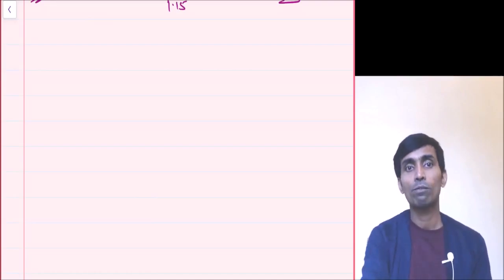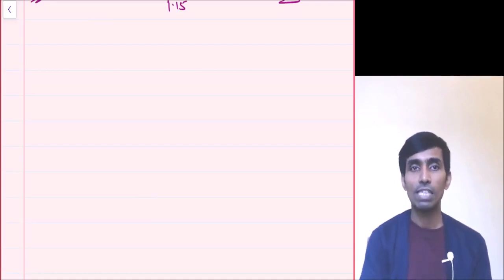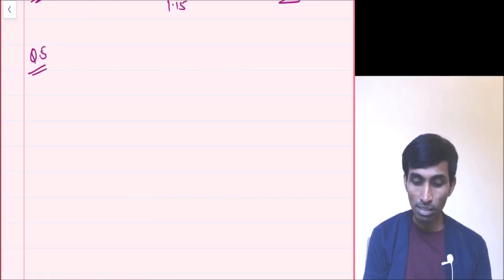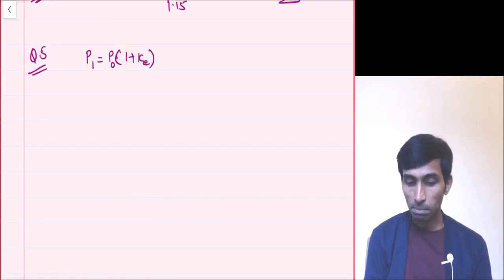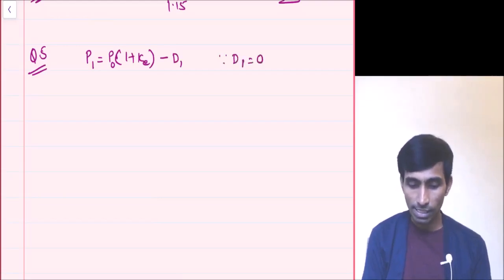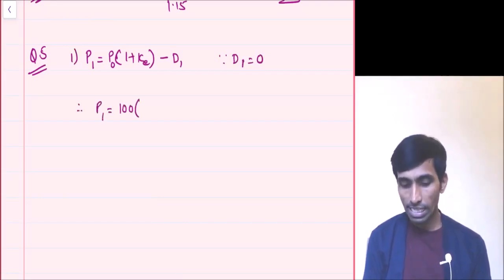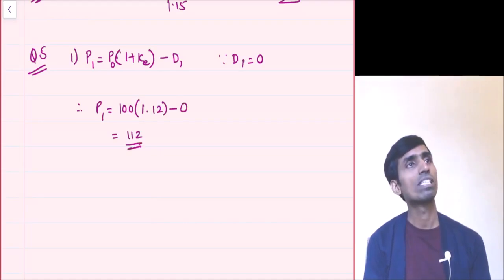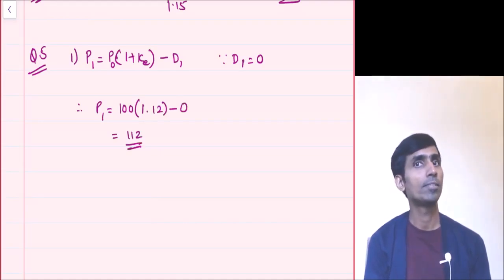So this is question number 5. If you remember, what was the formula? P1 is equal to P0 into 1 plus Ke minus dividend D1. So since D1 is equal to 0, you are not paying the dividend. Therefore, first part, P1 is equal to, currently what is the price? 100. Ke was how much? 12%. So 1.12 minus dividend 0. The answer is 112. Simple. Okay, this is the answer.